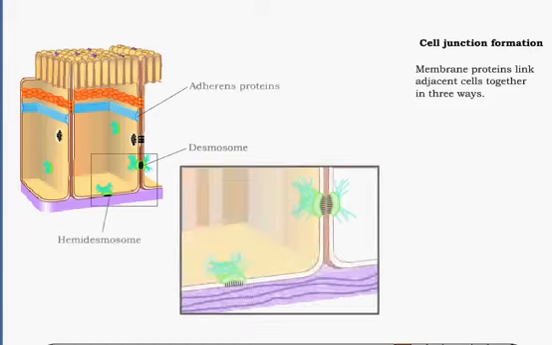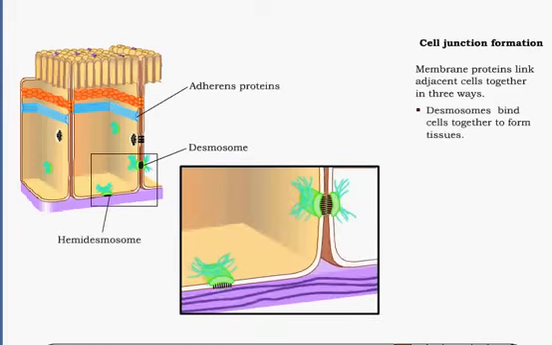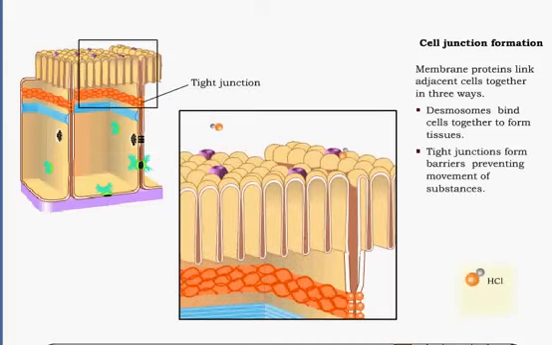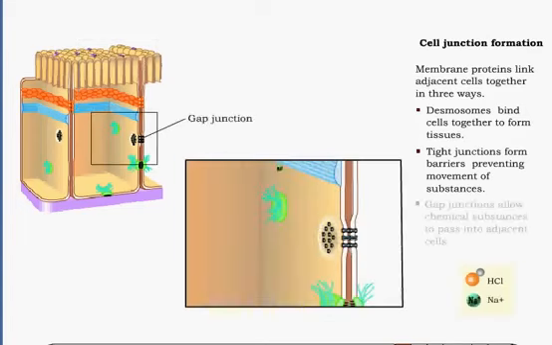Tissues are clusters or layers of cells that are permanently linked together by membrane proteins. These cell junctions act to anchor cells together, form watertight barriers, and form conduits for movement of ions like sodium or potassium between adjacent cells.